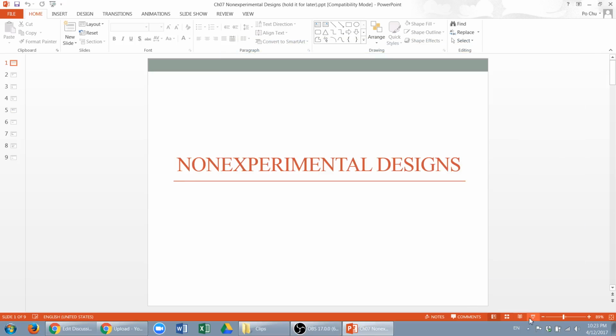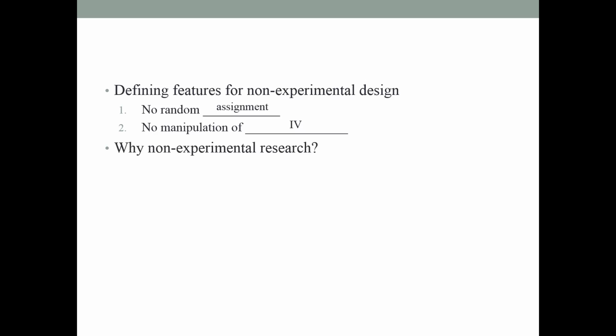Okay, everyone, let's talk about non-experimental designs. Sometimes we cannot conduct experiments, so we need to rely on some non-experimental approach. The defining features of non-experimental design are no random assignment, and also no manipulation of, as you should know, the independent variable.